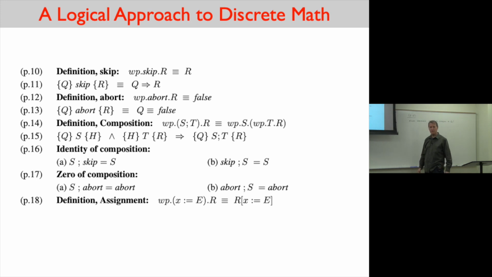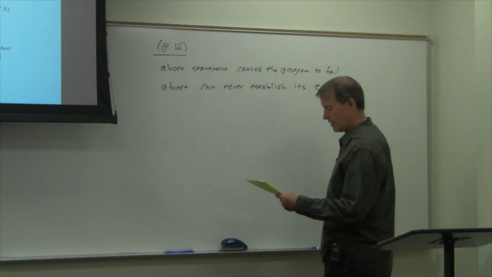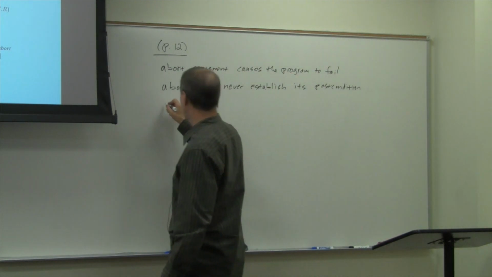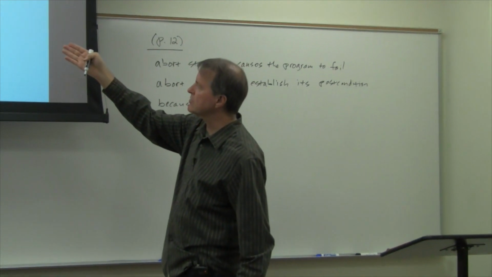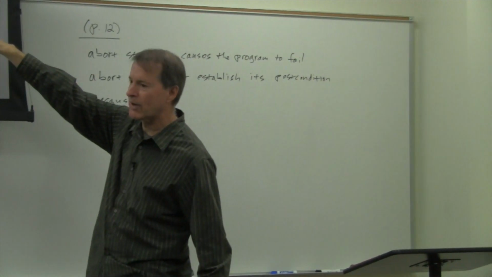Does the Hoare triple never execute then? Yeah, false can never be true, so therefore you can never. So abort can never establish its postcondition because its precondition can never be true. You see why it's defined that way? Why can't it be true? Because the weakest precondition of abort by definition equivales false.